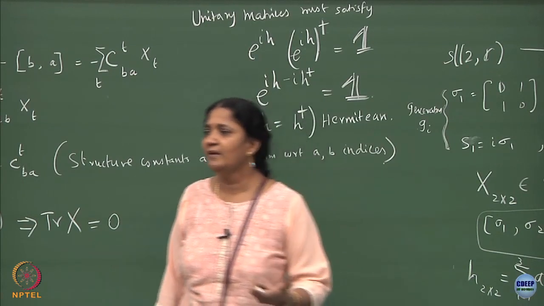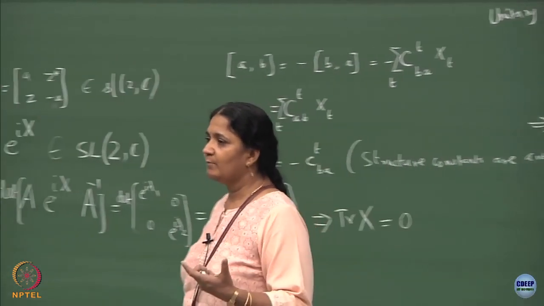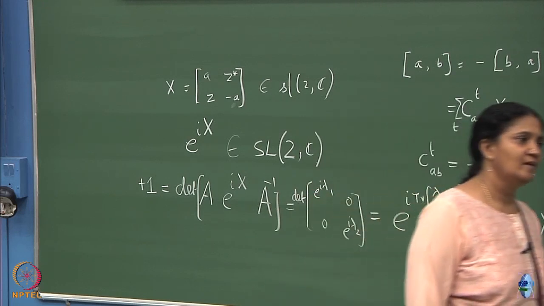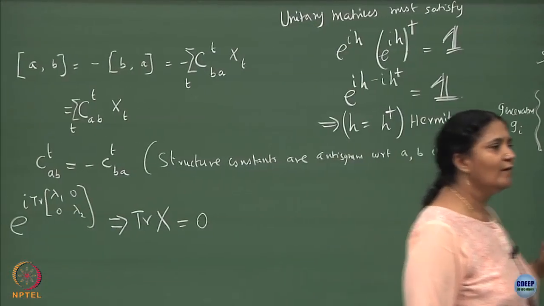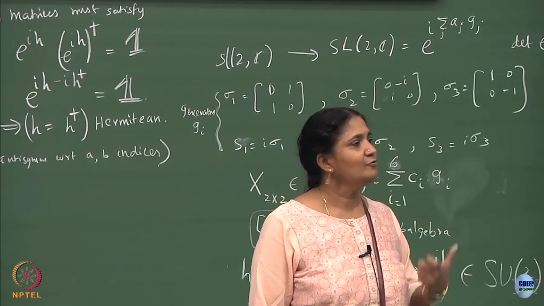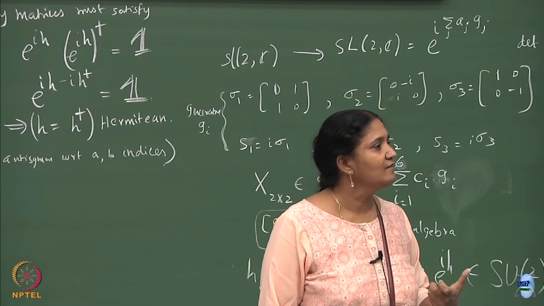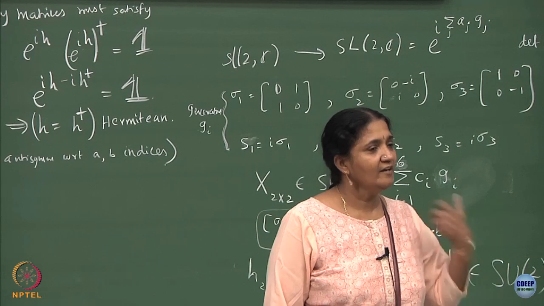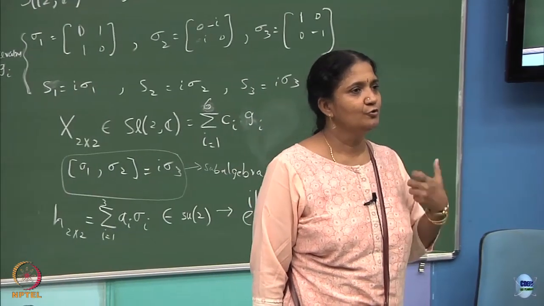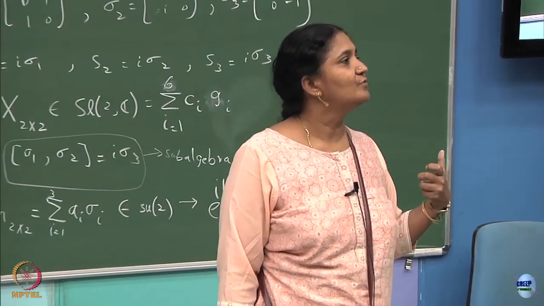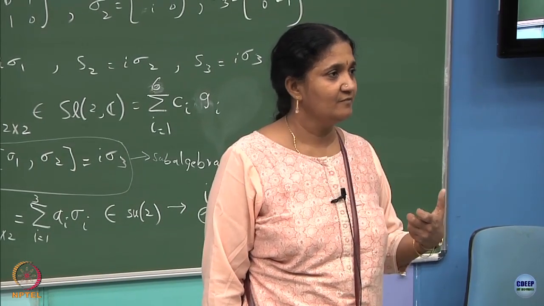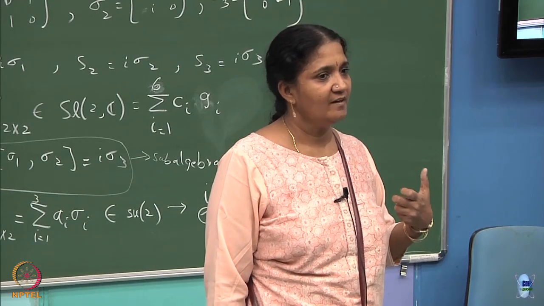Given a unitary matrix with determinant plus 1, how many independent parameters do you have? Given a 2 cross 2 matrix, you have 4 complex entries. Then you have to put in the determinant condition and the unitarity condition, just like we did for orthogonal groups, and you should do it even for unitary groups. If you do that, you will find that there are only 3 independent parameters for SU2. Is that right?